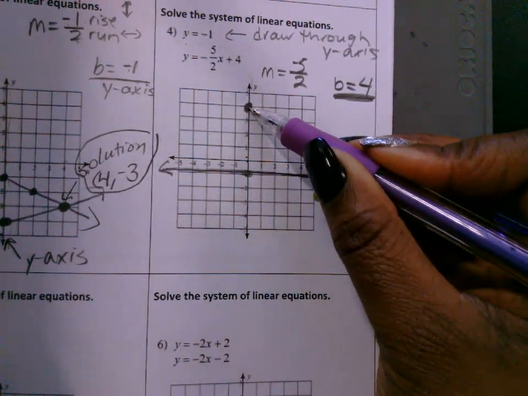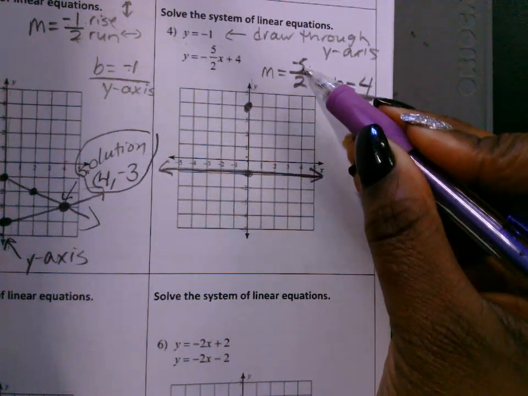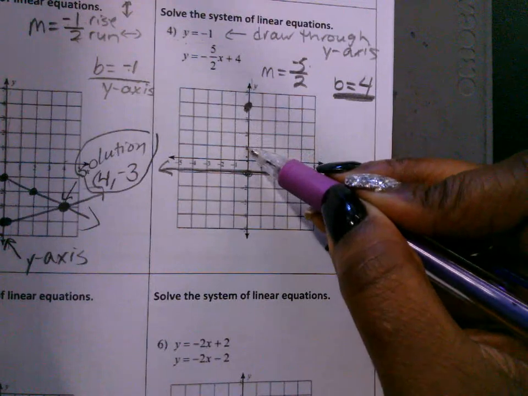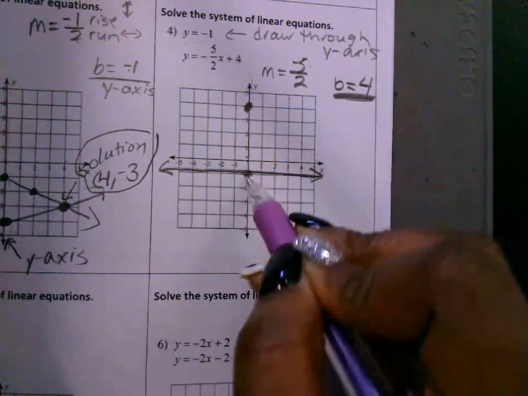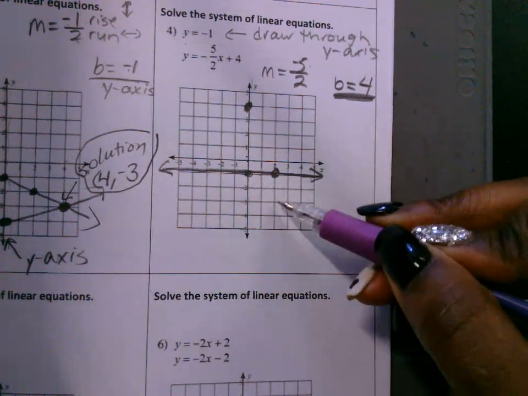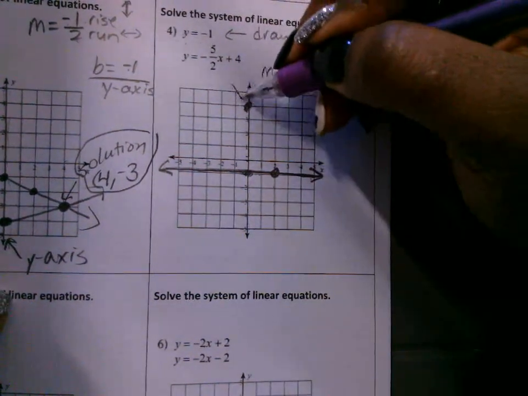Now we're going to go down 5 and to the right 2. -5, so go down 5 and to the right 2. 1, 2, 3, 4, 5. 1, 2. 1, 2, 3, 4. Not enough space. So we're just going to draw a line.